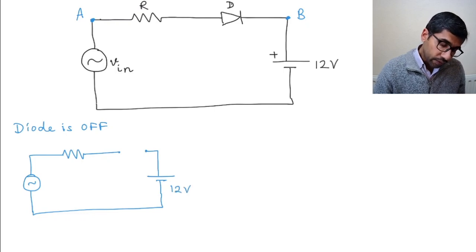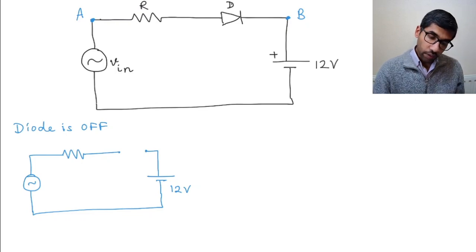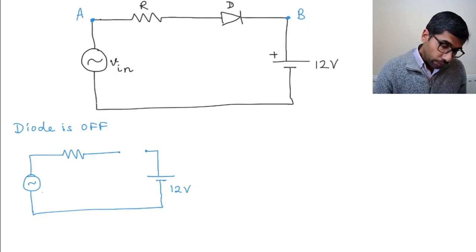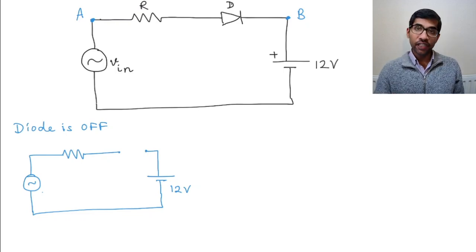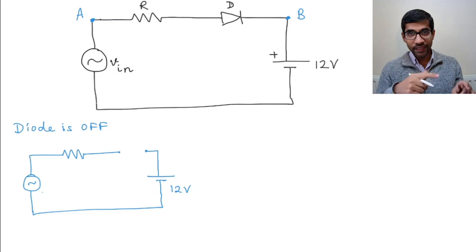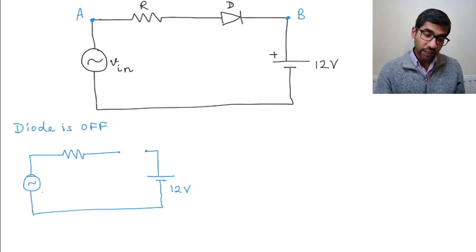We make this Vin, this is R. Okay, now what is the current going to be through this circuit? Now you can see that there is an open circuit here, so there cannot be any current flowing through this because there is no complete circuit, right? And so the current is zero.